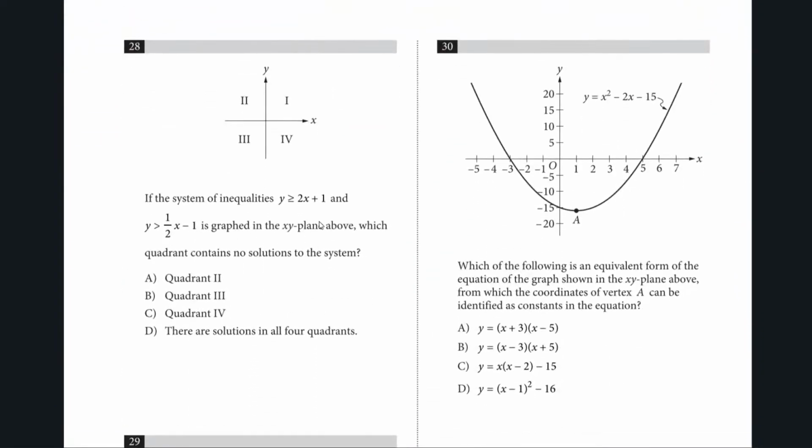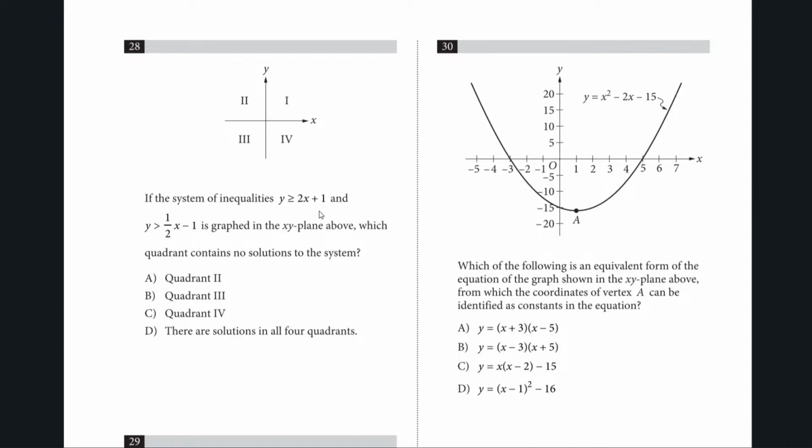If the system of inequalities y is greater than or equal to 2x plus 1, and y is greater than 1/2 x minus 1 is graphed in the xy-plane above, which quadrant contains no solutions to the system? This entire page of my SAT speedrun, I got wrong. Every single question on this page. I have a great video on that. If you haven't seen it, check out my channel. I made a very nice animation for this problem. And because I went over these problems again in that video, I will not get them wrong here.